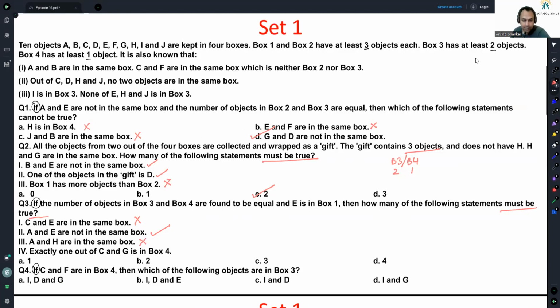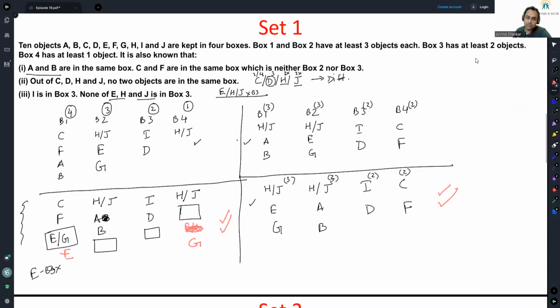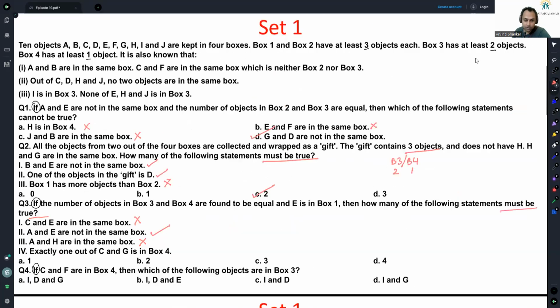Statement 4, exactly 1 out of C and G is in box 4. In this case, G is in box 4. In this case, C is in box 4. Yes, exactly 1 out of C and G is in box 4. So this is also valid. So how many of the following statements must be true? Answer is option B, 2.